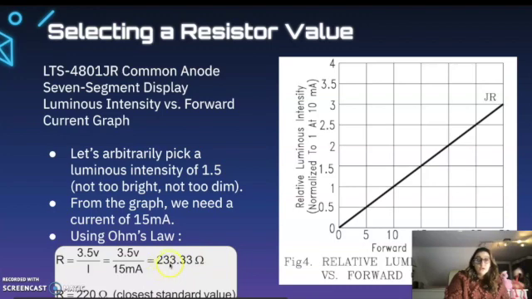So we need 233.33 ohms. The closest standard value resistor we have to that is 220 ohms. So we have to find the best match that allows that luminosity. If we went higher than the required resistance value, it would lower that luminosity. So if we're looking for 1.5 in luminosity, we need to actually go lower. So it'll be a little bit higher than 1.5, but it's still within a safe range where the LED will be able to operate.